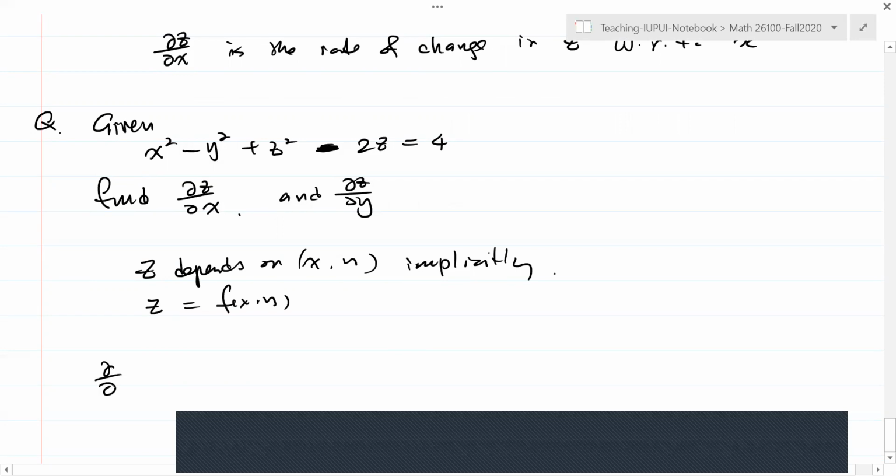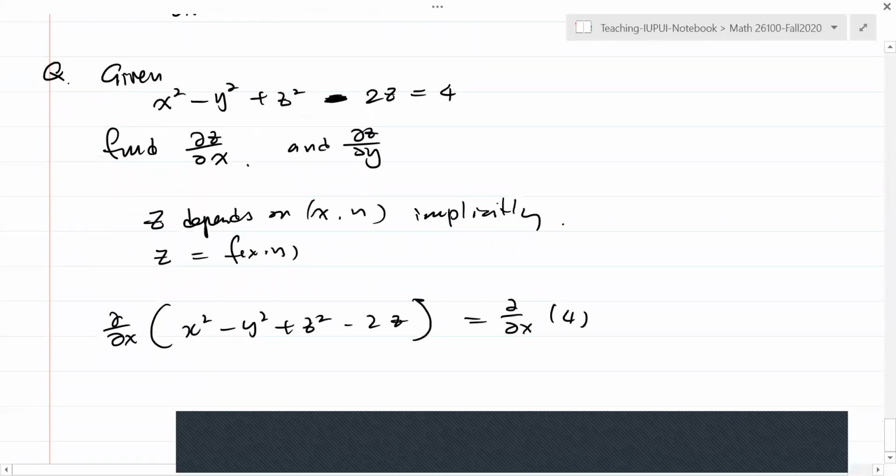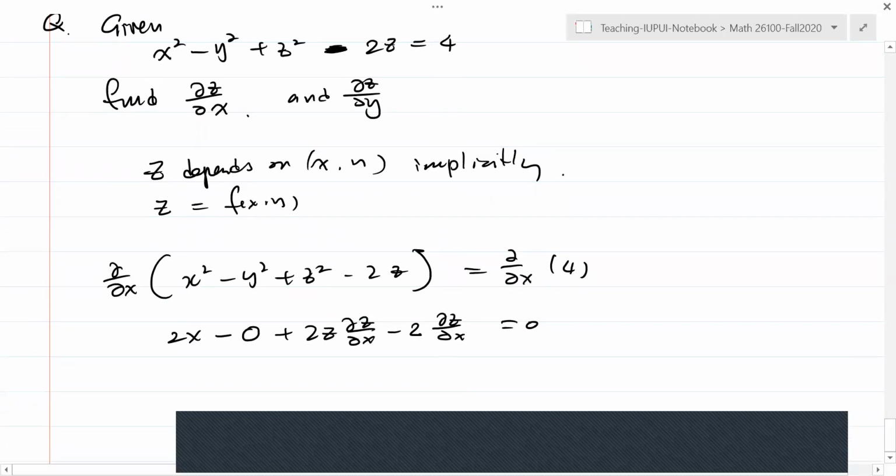I can differentiate both sides with respect to x. Then on the left-hand side, the derivative of x squared with respect to x is 2x. The second term will be 0. The third term is 2z times partial z partial x. And minus 2, and this side is 0.